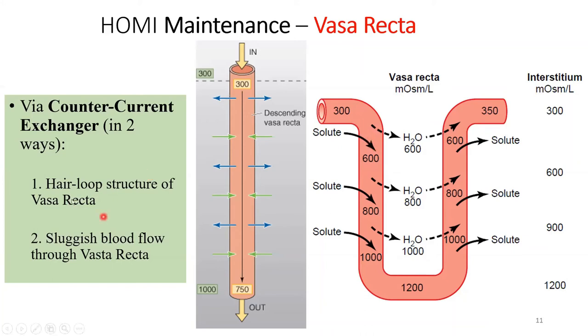Now, one is the hairpin loop structure of the vasa recta. So what is coming down is being affected by what is going up. And both the coming down and the going up blood are being affected by the neighborhood, the interstitium, just like the loop of Henle. What you did at the thick ascending limb of the loop of Henle had a bearing on the thin descending limb of the loop of Henle. So the blood in the descending limb of the vasa recta will be influenced by what is happening in the interstitium, and when it does a transaction with that interstitium, whatever change happens has an effect on the ascending limb of the vasa recta.